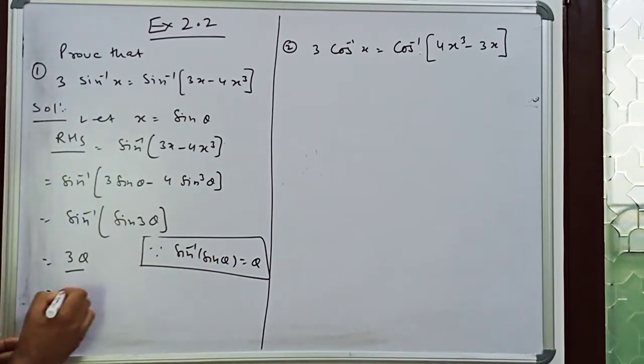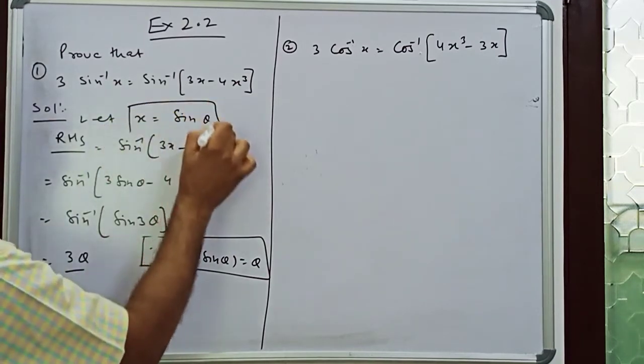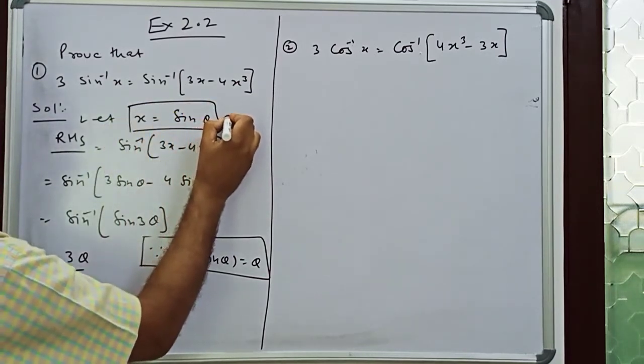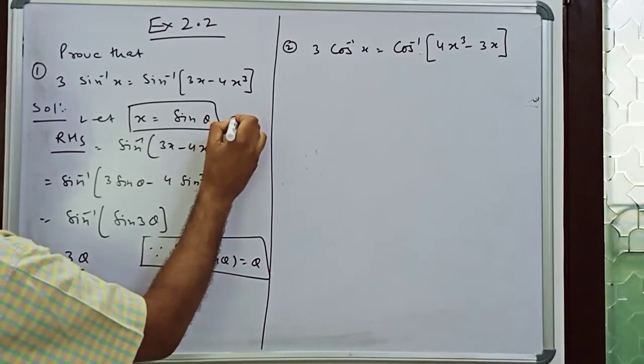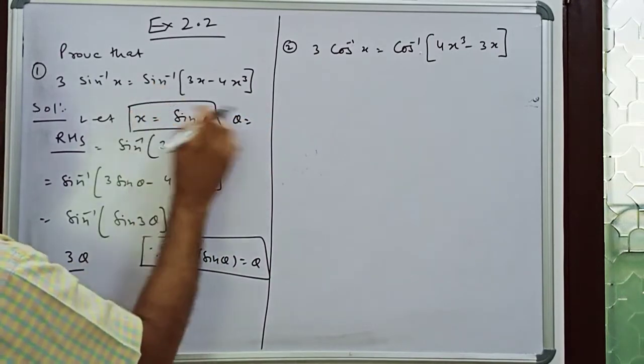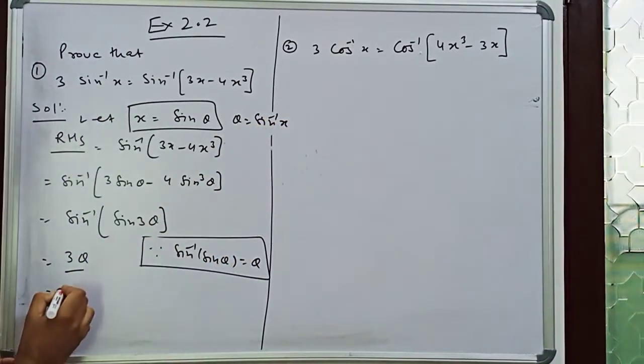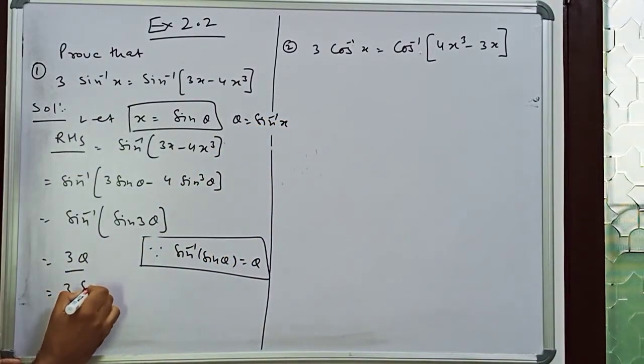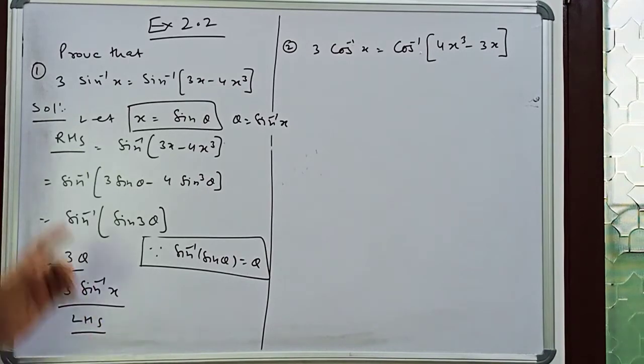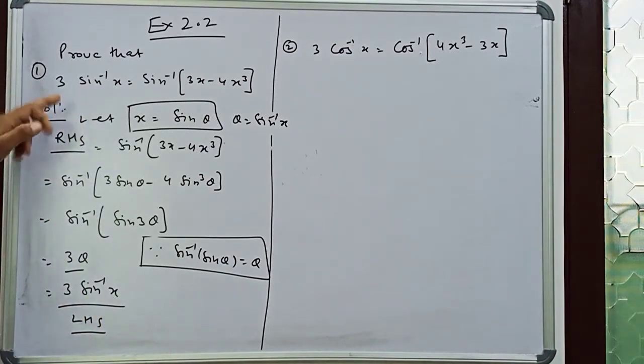So now you see, when I take x equals sin theta, then what will be the value of theta? The sine will move to this side and theta will be sin inverse x. So the answer is 3 times theta, that is 3 sin inverse x. So this is the left hand side. In this way we have proved that 3 sin inverse x equals sin inverse (3x minus 4x cube). And similarly we can try this problem also.